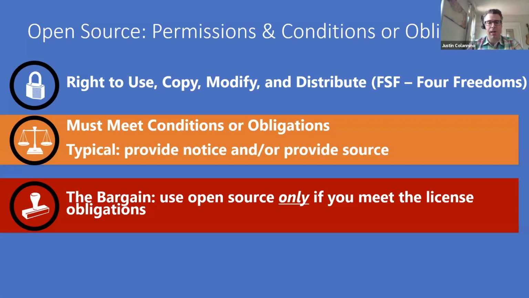2 obligations are typical of open source licenses. First, you have to provide a notice, which is typically a copy of the license and any copyright statements. And the second is that you have to provide source in some cases for copyleft licenses, a term that I will get to in a second. And so, just like your driver's license, you can only use the open source software if you meet the obligations. Pretty simple.